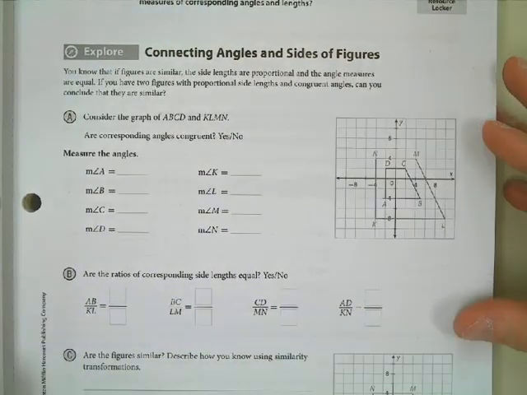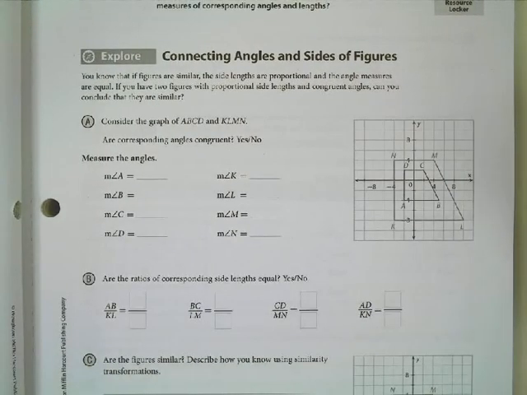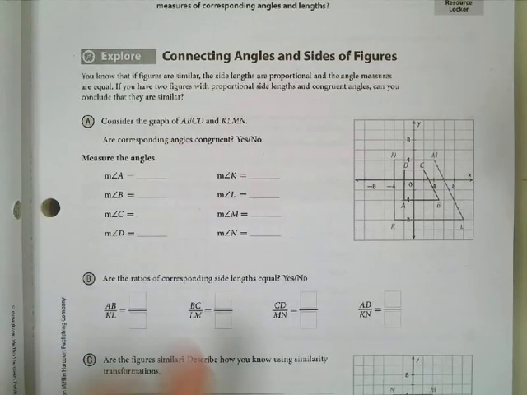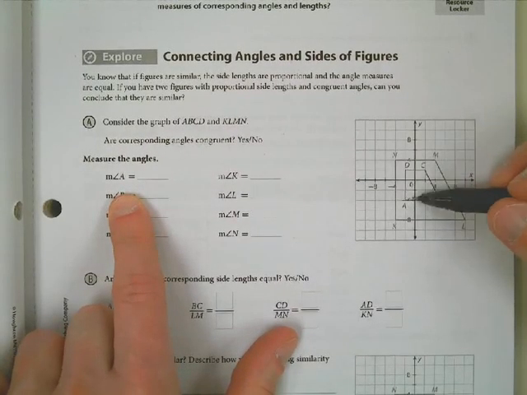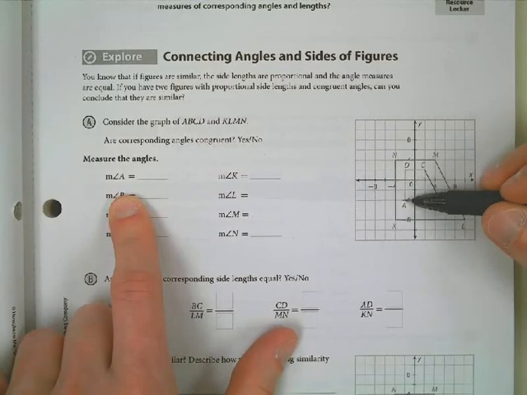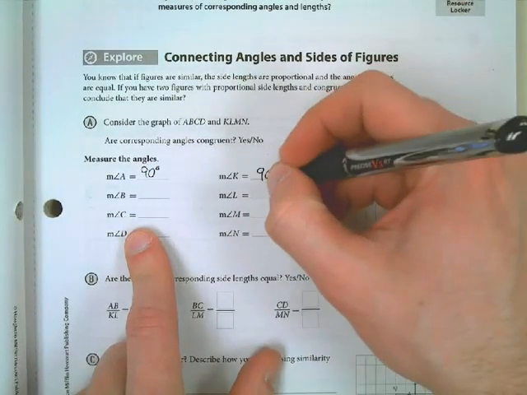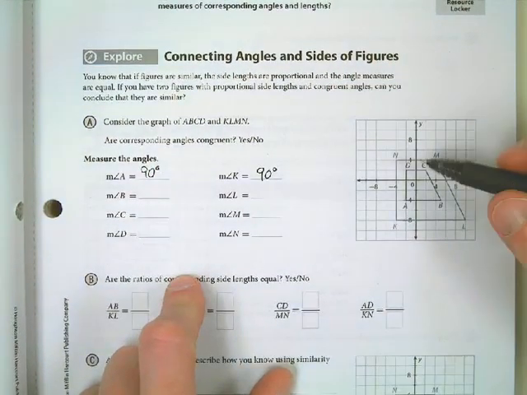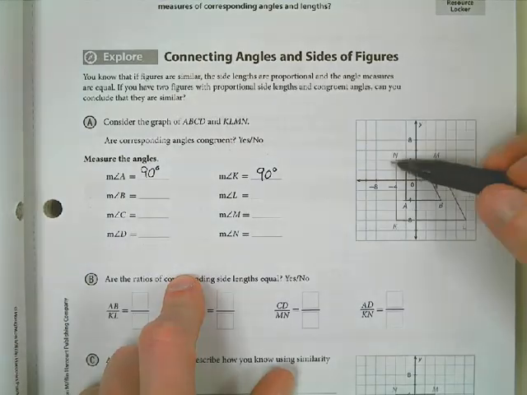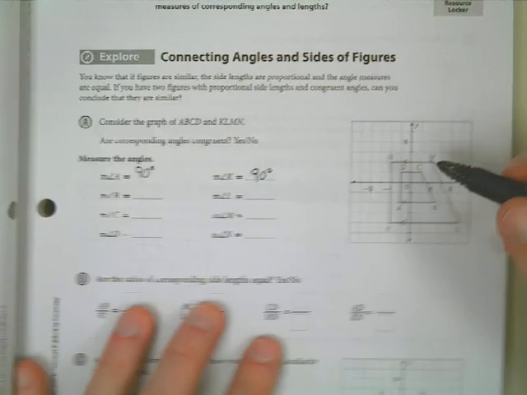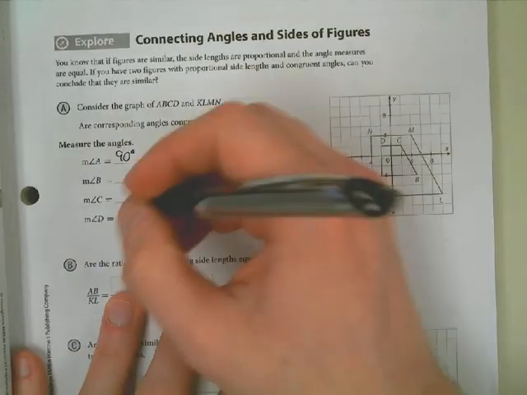So for example, angle A, what does it look like the measure of angle A is right there? 90 degrees. And it matches to angle K, which is also 90 degrees. What about angle N or angle D? Also 90 degrees. So that's good, they match up.